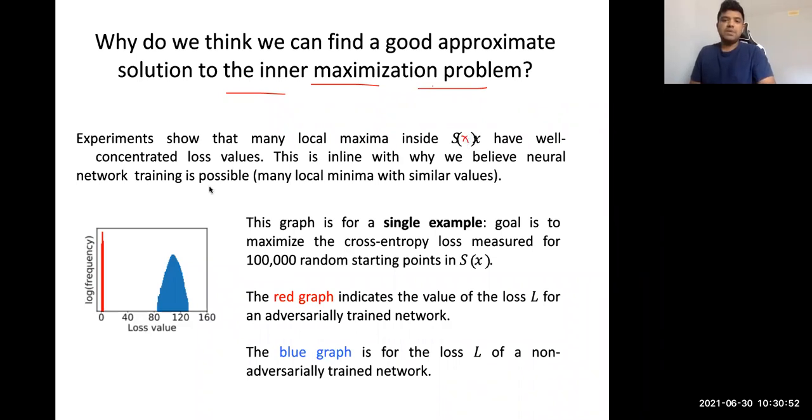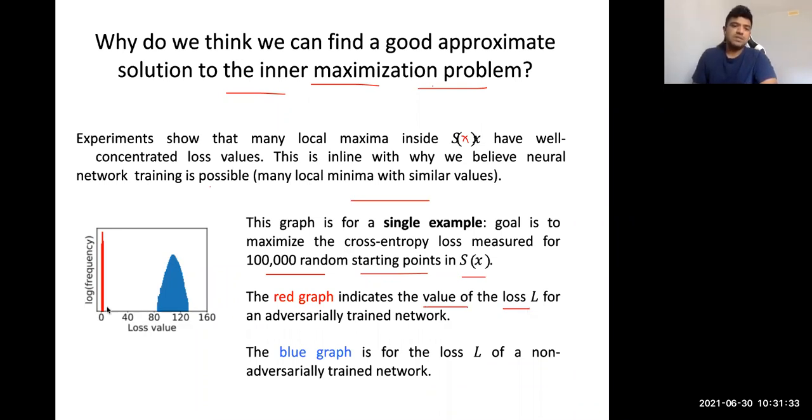And with experimentation, we noticed that loss values are usually concentrated around a certain region. And this is in line with why we believe neural network training is possible: many local minima with similar values. So this is an example. Our goal is to maximize the cross entropy loss measured for 100 random starting points in our region of interest, Sx. The red graph indicates the value of the loss L for an adversarially trained network.